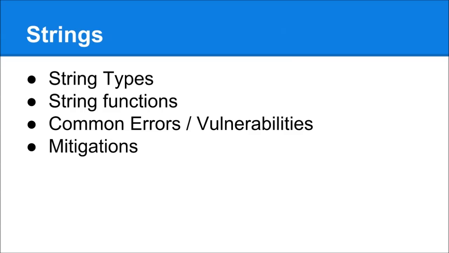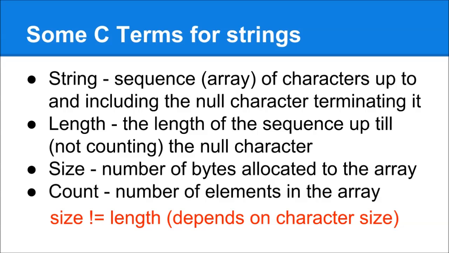But to begin, we'll start with strings, because that's what most people get wrong in C. And a string is really a sequence of characters up to and including the null character terminating it. A string has to have a null character terminating it, otherwise it's going to include everything else in the memory space after it when you start doing any operations with it. And it will usually lead to some sort of segfault or undefined behavior.